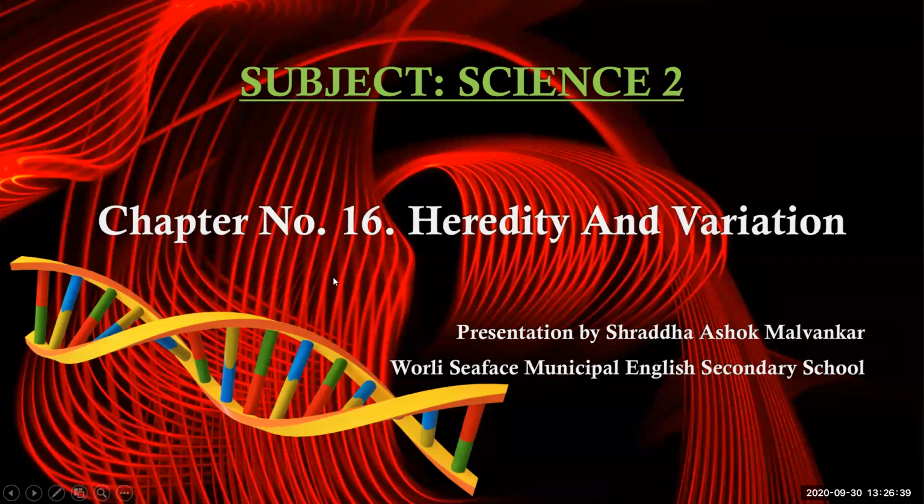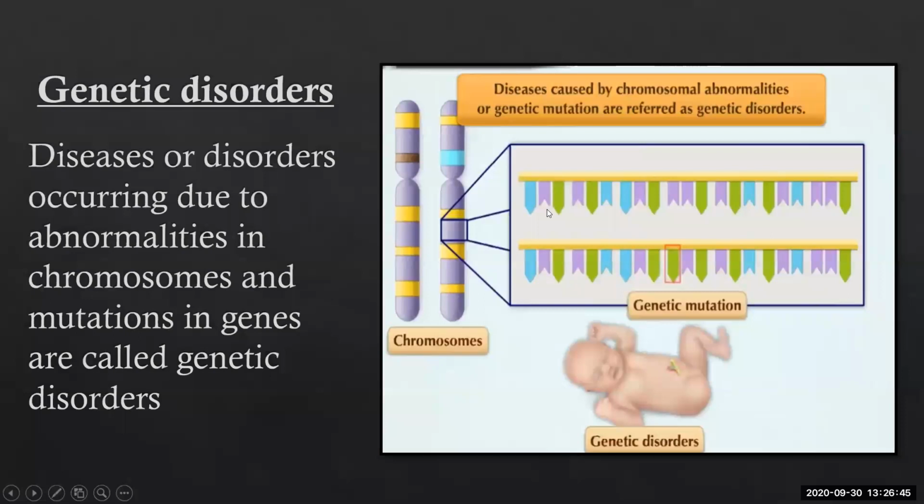Today in our chapter, we continue with the chapter heredity and variation. And in this, we are going to study about the genetic disorder. Now, what is genetic disorder? Genetic disorder is nothing but the abnormalities in the chromosomes or mutation. Mutations means sudden changes in the genes. So, diseases or disorders occurring due to abnormalities in chromosomes and mutations in genes are called genetic disorders.